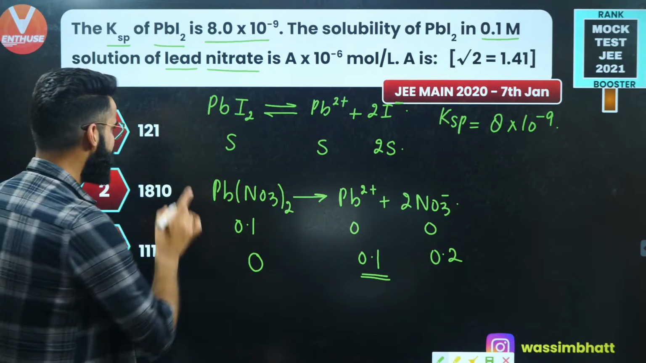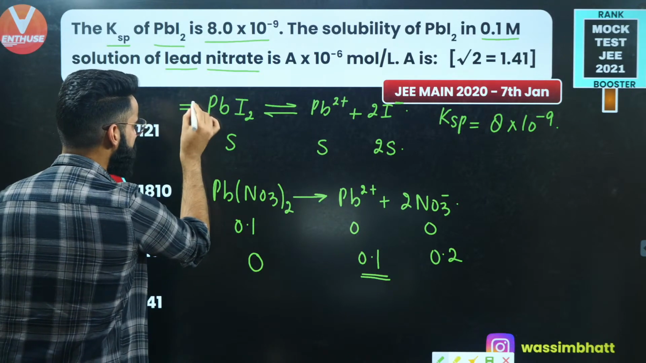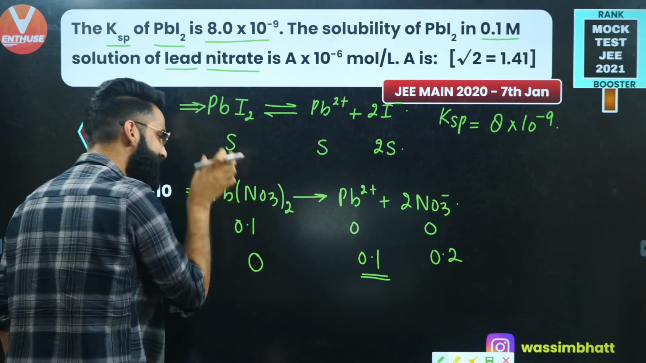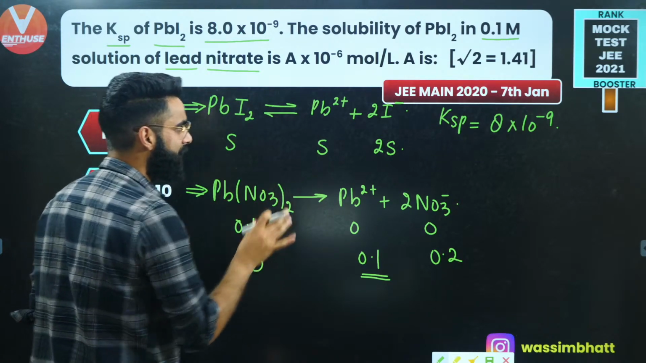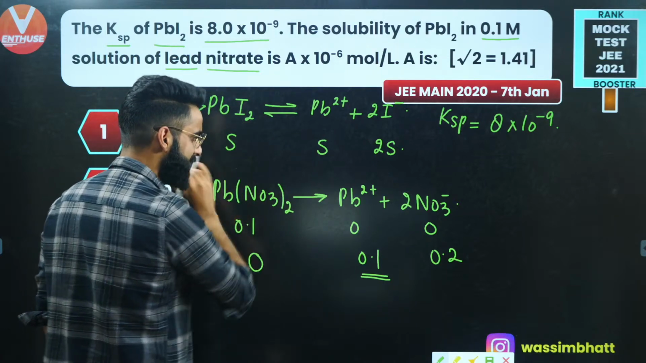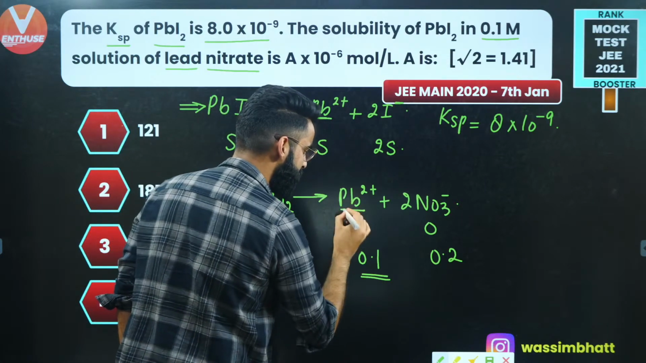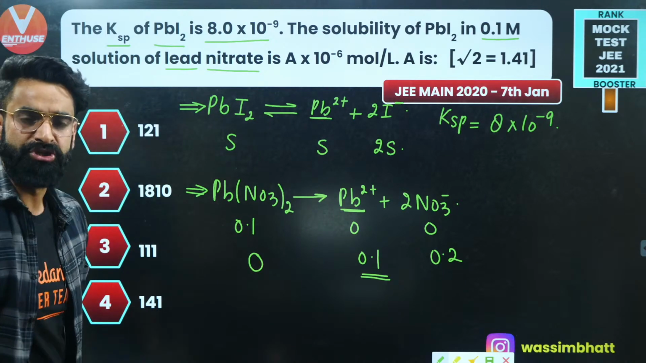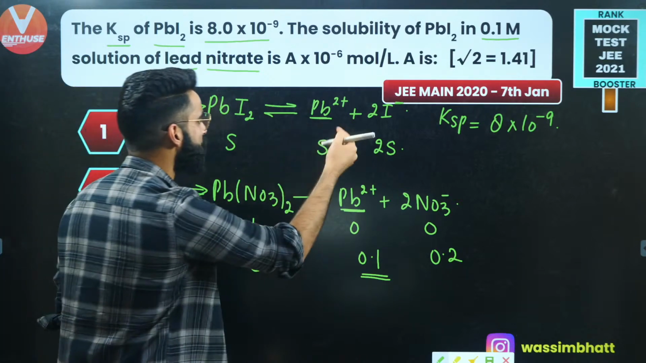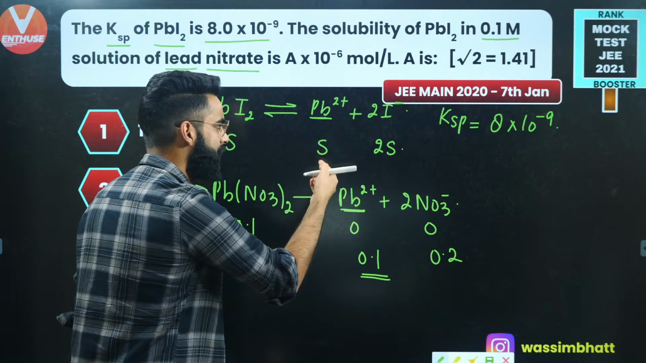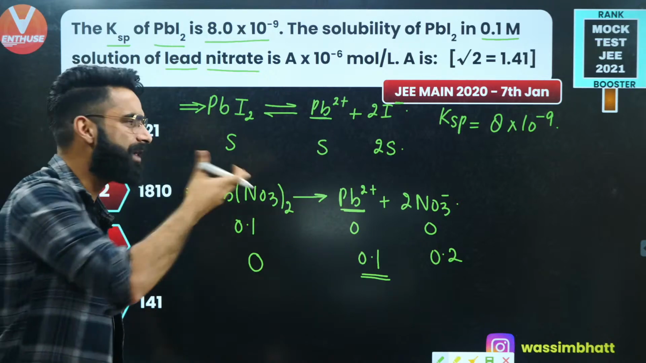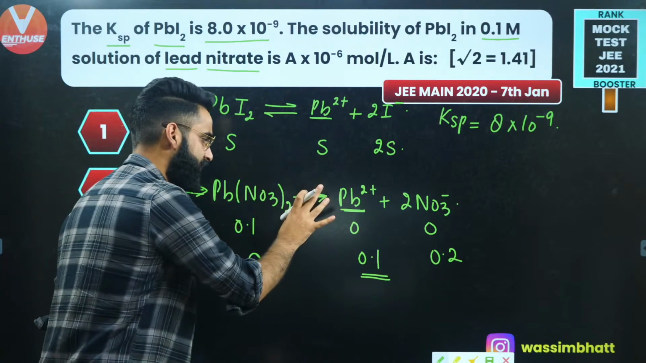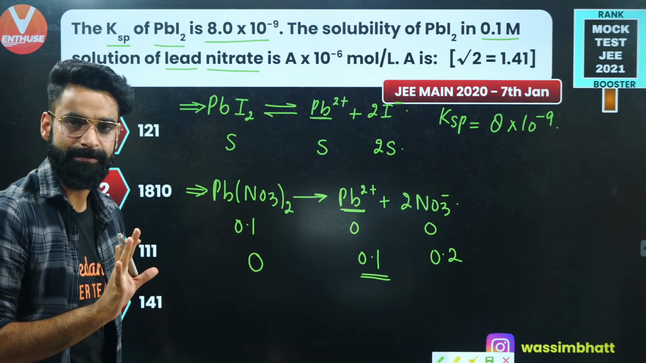Now people, basically understand, I have a weak electrolyte and a strong electrolyte present in the same container. Both of these, the weak electrolyte as well as the strong electrolyte, have a common ion between them, correct? Now, due to the common ion effect, what happens to the solubility of the weak electrolyte? The solubility of the weak electrolyte decreases, okay?